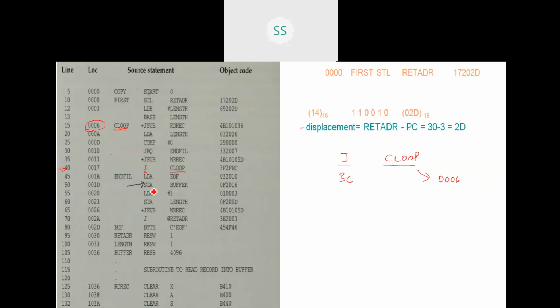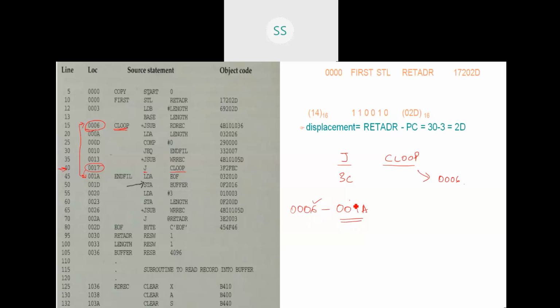But in the program counter, the value it had taken was 0017 for the instruction fetch, and at the same time it will be incremented to a new value, which is called 0018. So I need to find what is the displacement between these two values, between 0006 and 001A. Okay, 006 and 001A. Now how do I do this?